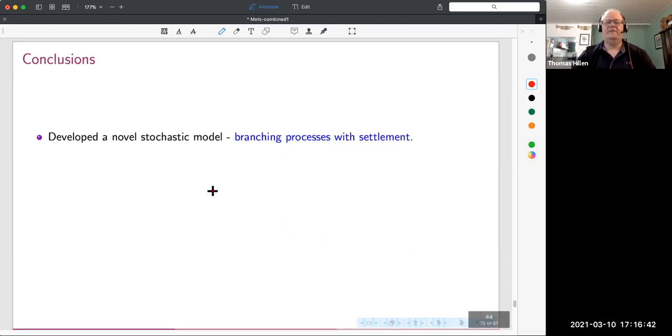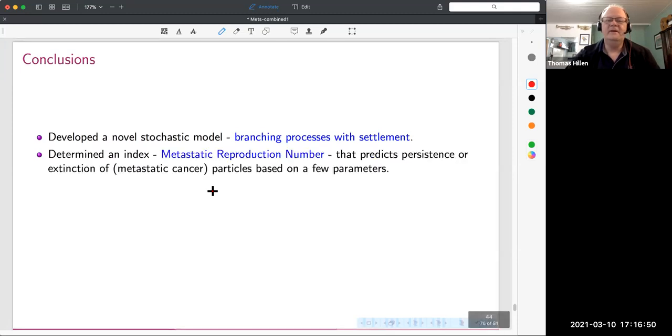Okay, so then let me summarize. I talked about lots of things. The first bit, I had a branching process with settlement to see where metastases go. And this led directly to the metastatic reproduction number. We fitted it to mice experiments, but it would be good to also use it in the context of humans, which we haven't done.